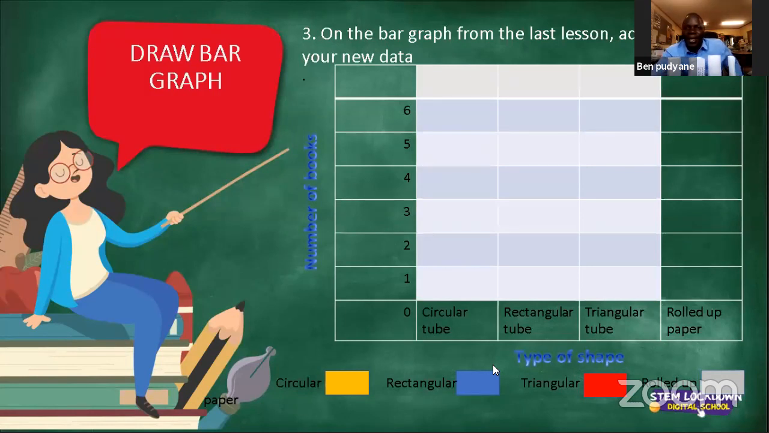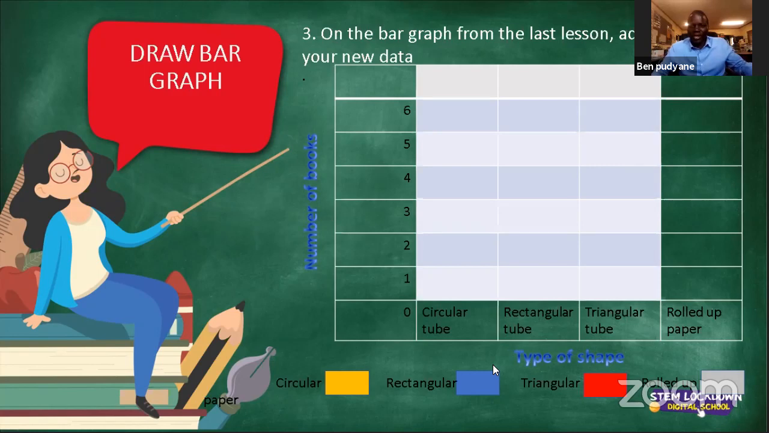And now on the other side, on the numbers, you are going to write number of books. Then at the bottom there, the type of shape. When somebody reads your graph, it is able to be understood very well that it is having the 2 sides, which is the number of books and the type of shape. And you write those 4 shapes using different colors. Those will be the bars that go up, according to the number of books.